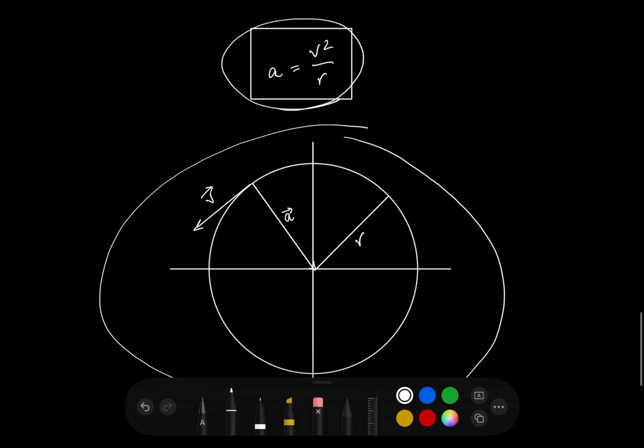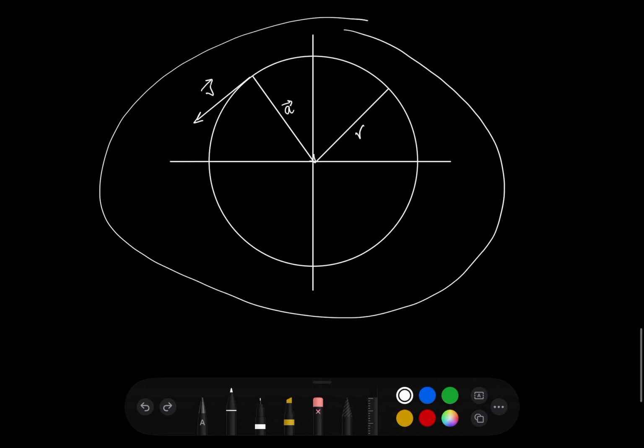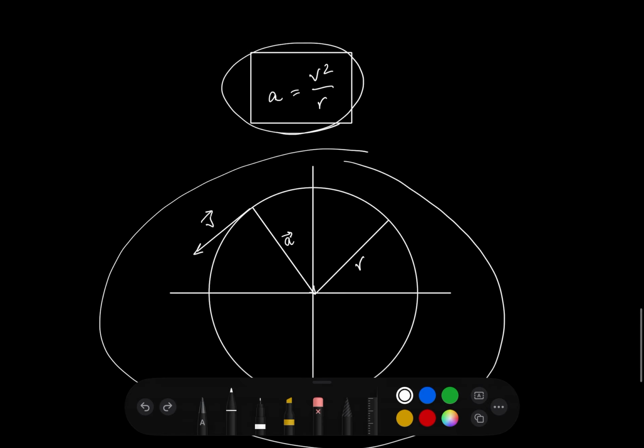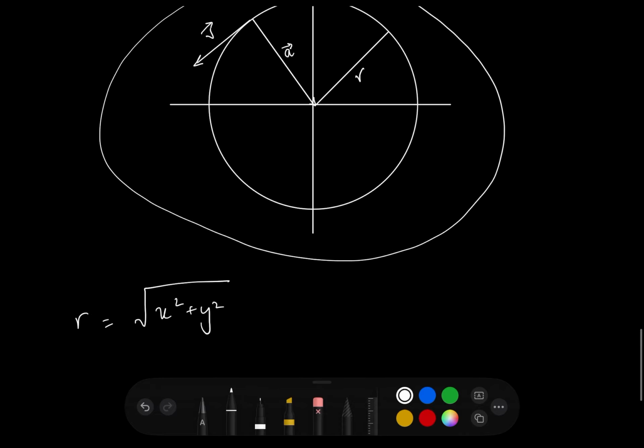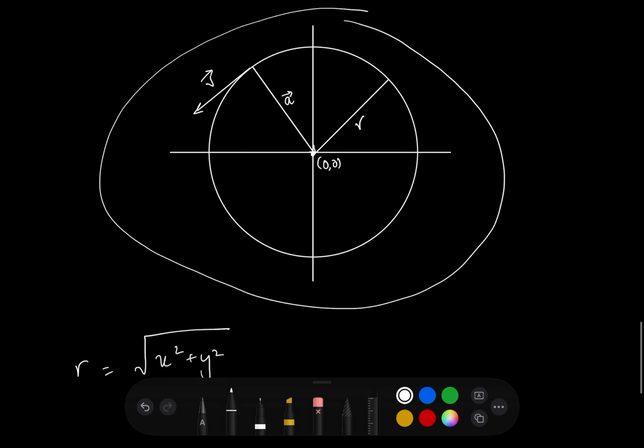So in a circular motion system, you have the velocity going like this, the acceleration, which represents the centripetal force, and the radius of the circle along which the motion is taking place. So let's start by writing out some of these vectors in terms of their constituent components. So we know that r is just the whole root of x squared plus y squared, and note that we're considering this point as 0, 0, so that's just the origin.